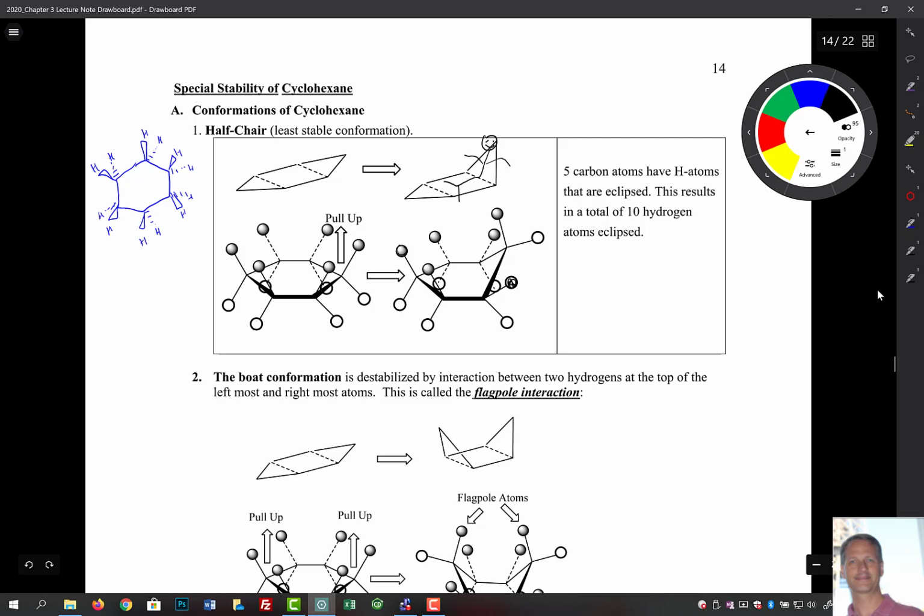It's on the top. And on the bottom, all these clear, white little hydrogens are eclipsed with each other too. So 5 carbons have 10 H atoms that are eclipsed. That's 5 times 2, which gives us 10 hydrogen atoms that are eclipsed. And along this bond right here, we turn out to be somewhat staggered. Okay, so that is called the half chair. It's not that stable. It's more stable than a flat cyclohexane though.